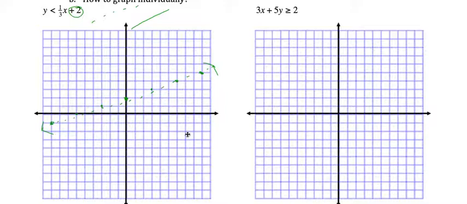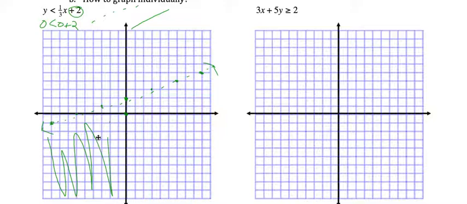So what I'm going to do is 0, 0, which is right down here, is not on my line. So I want to plug in x equals 0 and y equals 0 into my inequality and see if it's true. If it's true, I'm going to shade down because that's where 0, 0 is in relationship to my line. If it's false, then I'm going to shade up because I don't want to include that in my solution set. So if I plug in 0 for both x and y, I get 0 is less than 0 plus 2. That's true, so I'm going to shade down.